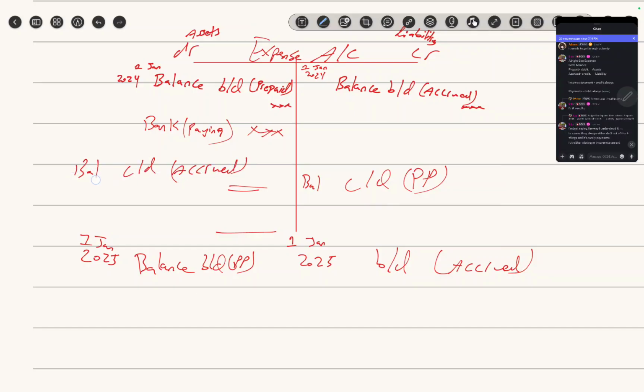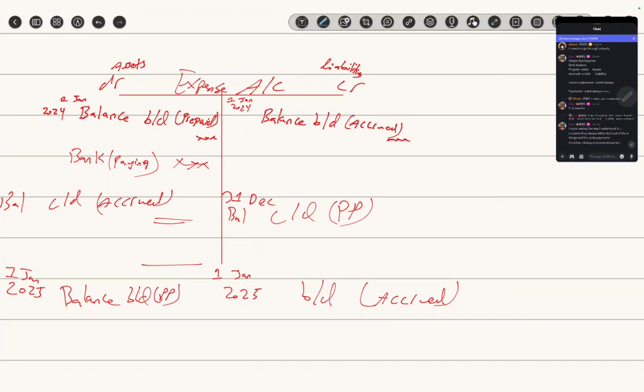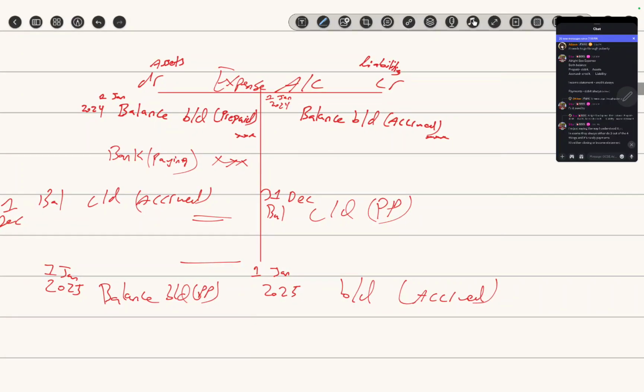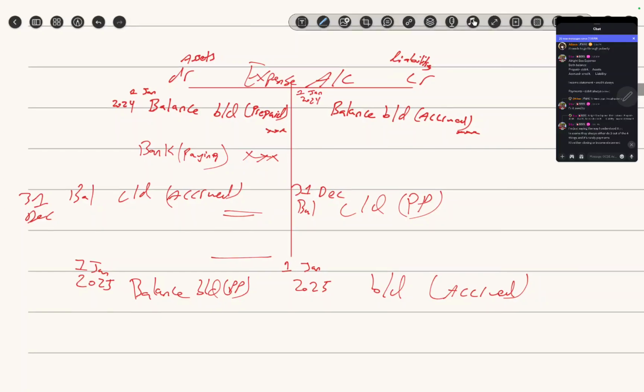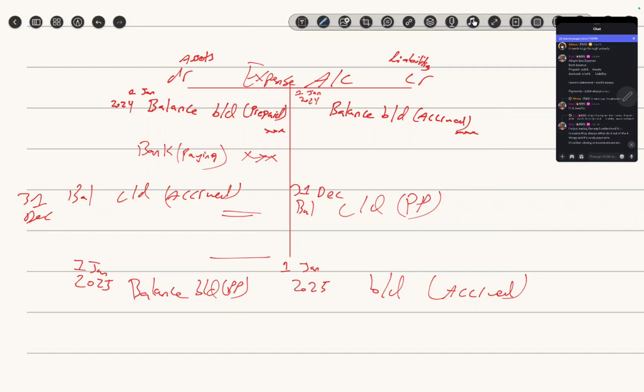So you're going to have balance CD accrued. This will be the closing date, 31st December. And this bank can be any date. This bank is showing that you paid the expense. Now, you can pay the expense anytime. You can pay it 30th December, you can pay it 31st December, you can pay it 1st January. It's up to you, because it's your choice whenever you want to pay the expense.